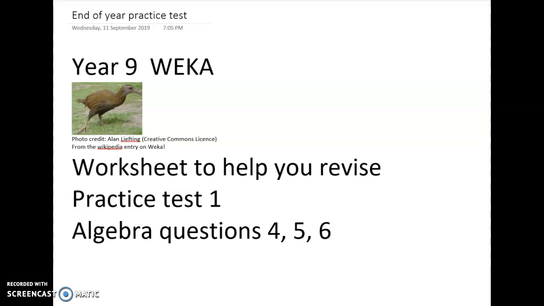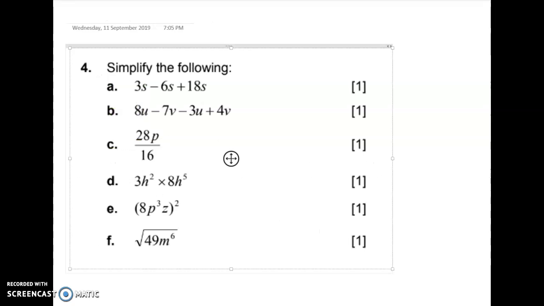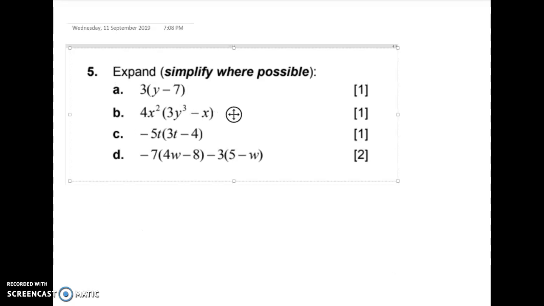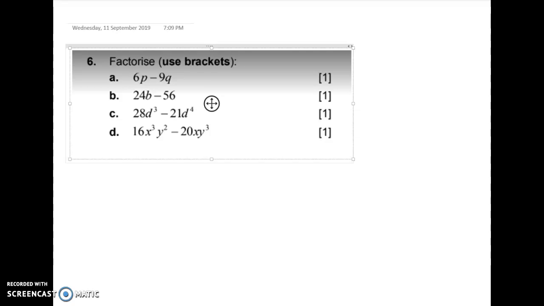But I thought I might start with some algebra. So this is from practice test 1 and it's questions 4, 5 and 6. So here they go. We've got some simplifying ones there. Then we've got some expanding ones. And lastly, we've got some factorizing ones. So these are all basic algebra skills that we need to have really fluent to solve more interesting problems. So they're pretty boring, right? There's not much context. We're just doing it to get really comfortable with algebra.